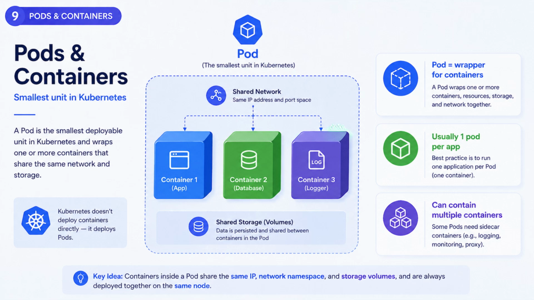Now let's talk about one of the most important concepts in Kubernetes: pods. A pod is the smallest unit you work with in Kubernetes. It acts as a wrapper around one or more containers. In most cases, you'll have one pod per application. Sometimes, a pod may contain multiple containers, for example, a main application and a helper container. Each pod runs on a worker node and has its own IP address. So you can think of a pod as a small, self-contained server.